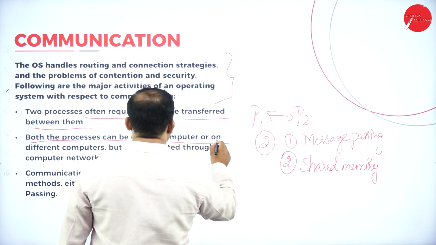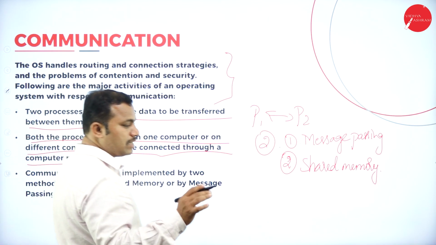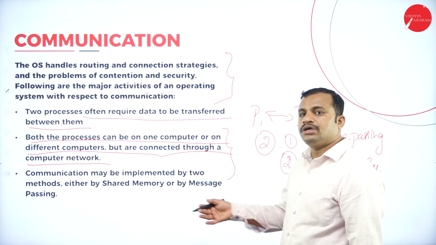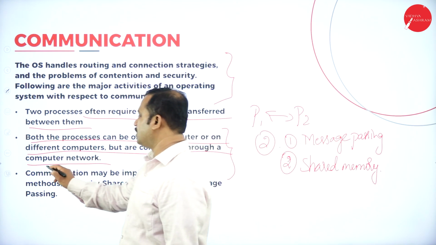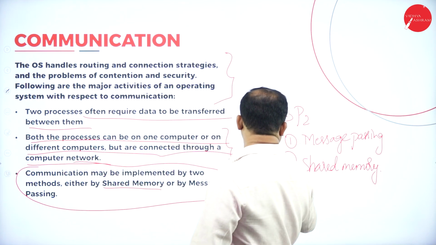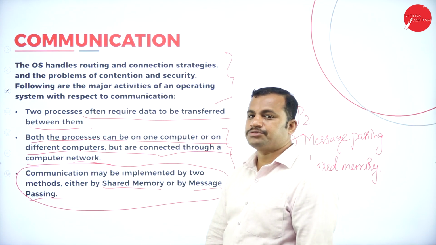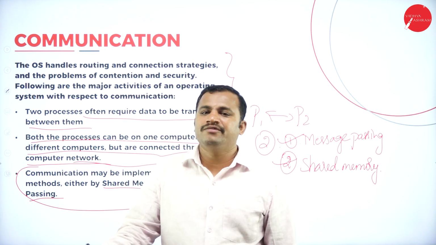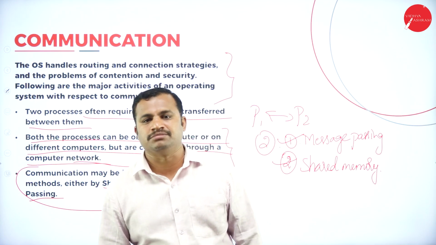Both the processes can be on one computer or on different computers, but connected through a computer network. Please understand this carefully. This need not be in a single computer. The communication can also take place among different computers. That is also possible through the computer network. Then communication may be implemented by two methods. As I told you, one method is shared memory and the other is the message passing method. These methods help the operating system interact with any computer through the network communication channel that is established by the operating system.